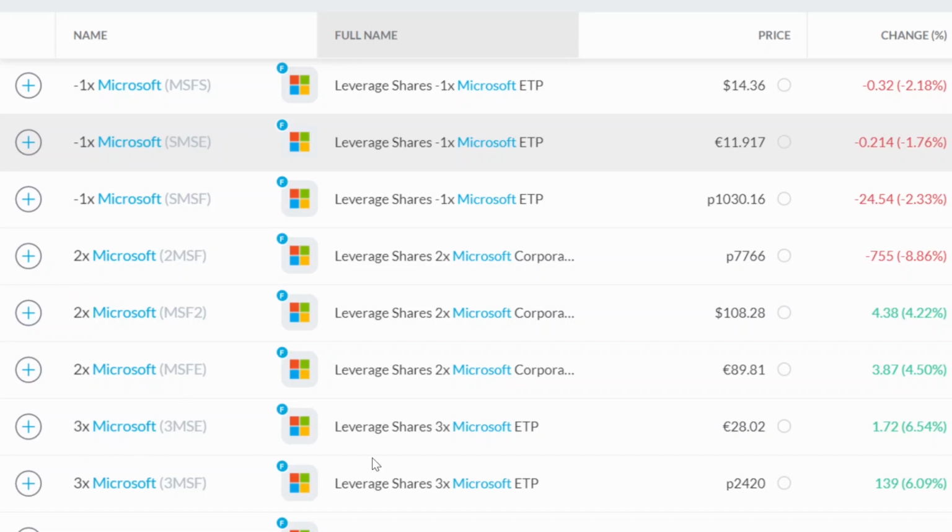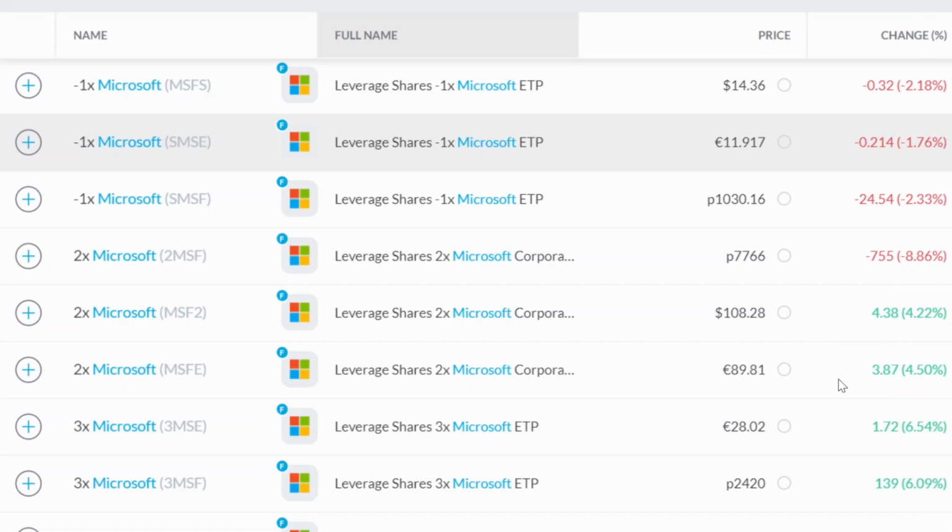Basically, these products are set up to track the daily price of Microsoft. So if the daily price of Microsoft goes up by 2%, as it did on the day that I was recording this, then the Microsoft 2x leverage shares should go up double that. That's what the 2x stands for. It's a multiple of 2 of the daily price of Microsoft. The Microsoft share price went up by roughly 2%, and this 2x leverage share went up by almost double that, about 4.5%.